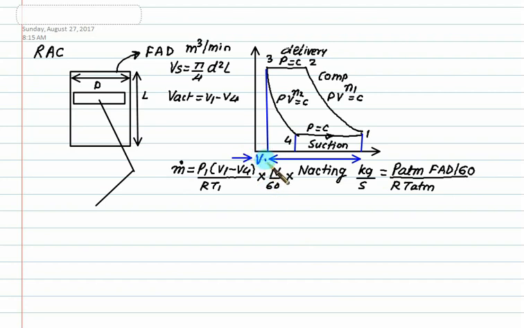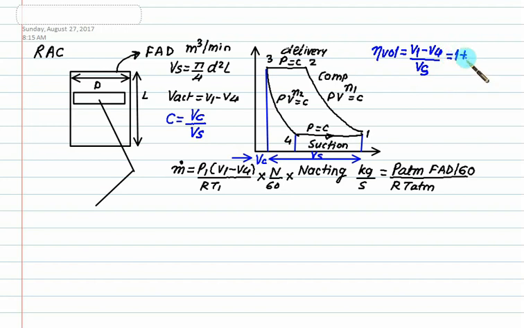This one is called the clearance volume. This one is Vs, the stroke volume. And V actual is V1 minus V4. C is defined as the clearance ratio, which equals Vc by Vs. Vc is called the clearance volume and Vs is called the stroke volume. Depending upon the value of this, we can define eta v, the volumetric efficiency based on suction condition, which is V1 minus V4 upon Vs, the theoretical volume.